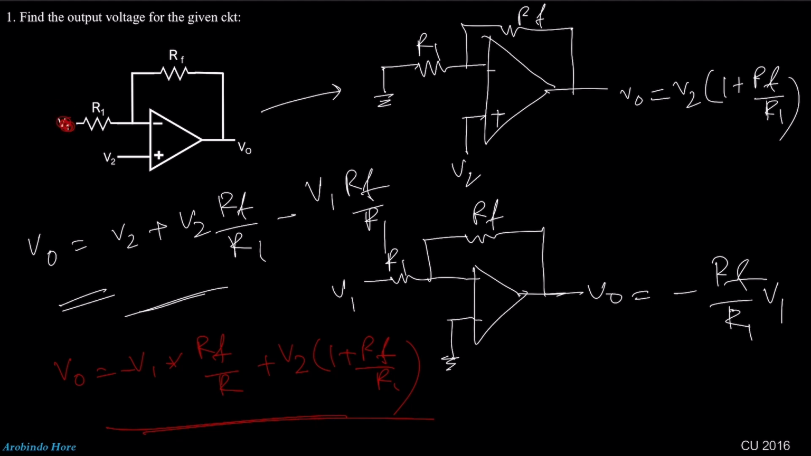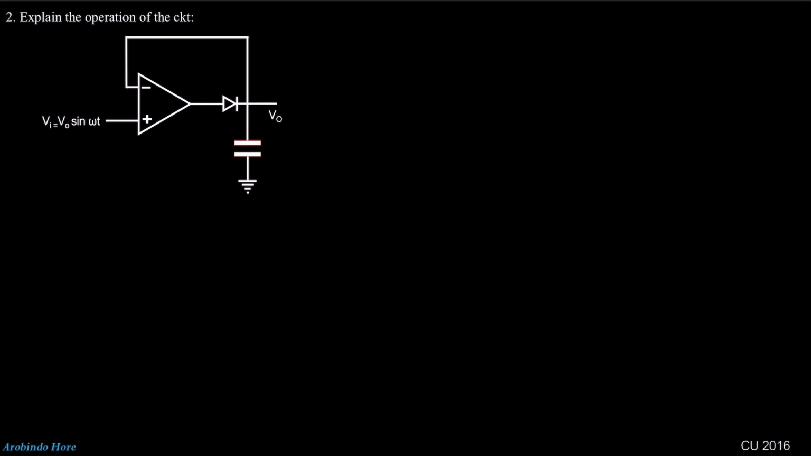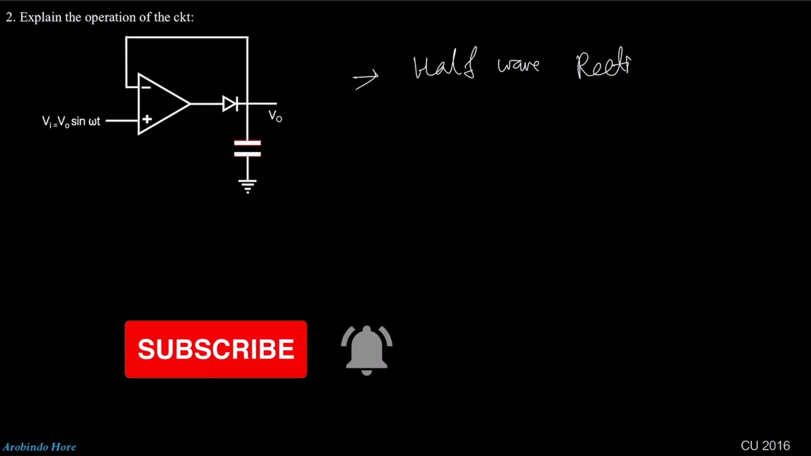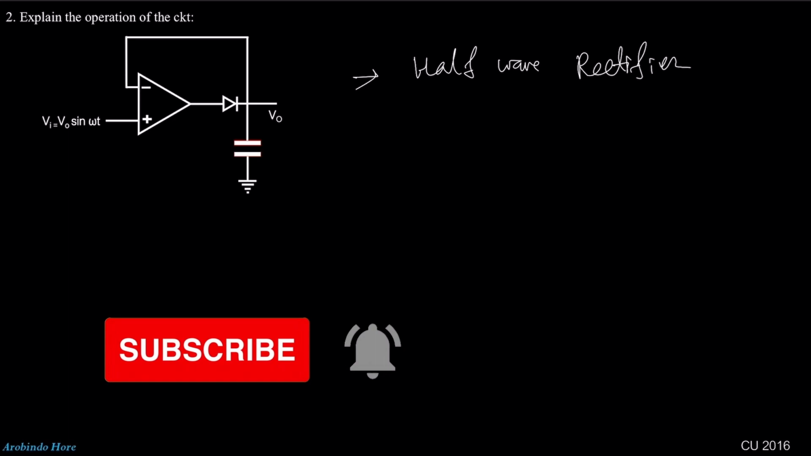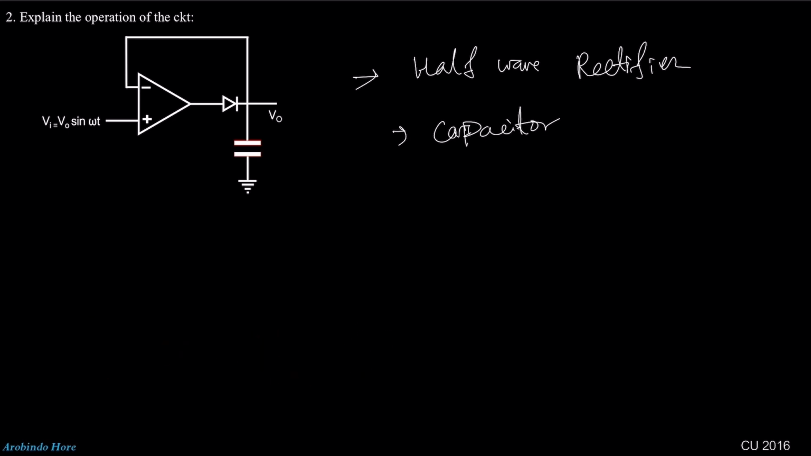Now back to the CU exam. Go to the next problem. In this question, there are two problems. One is the half wave rectifier, and another is a capacitor filter. Explain the operation of the circuit.